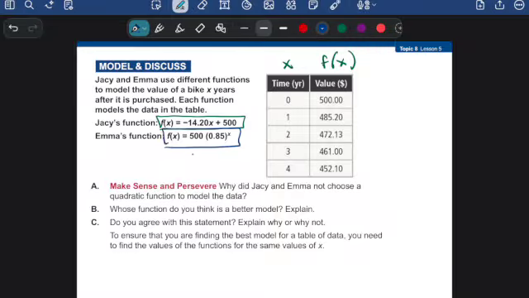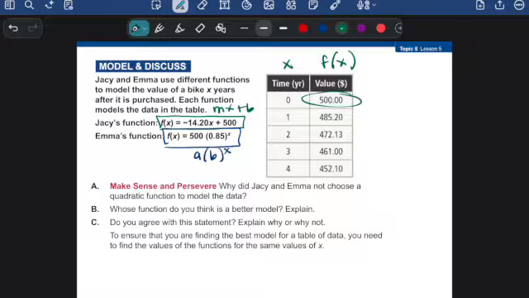Okay, so remember the basic formula, a, the initial value, times the growth rate with the x in the exponent. And then for the linear, it's just mx plus b, where b is the initial value. So both of them are correct in the initial value. We start off with a value of $500 when you first bought the bike. So that's correct. But they have different rates.